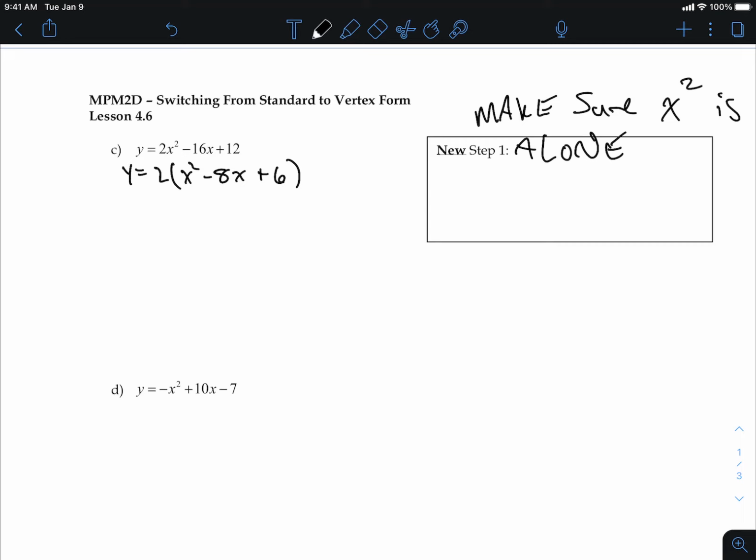Okay. Now what? What do we have to find? We have to find Z, right? Step 2 is always find Z. Make sure step 1 is always make sure x squared is by itself. Step 2 is find Z. So let's find Z.